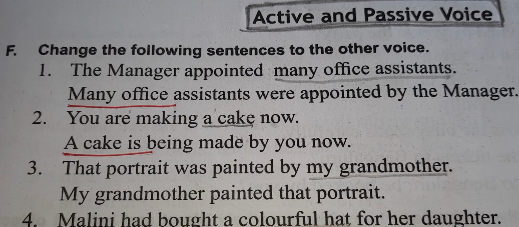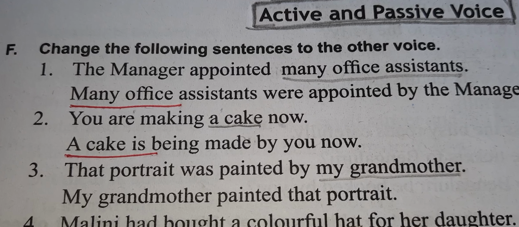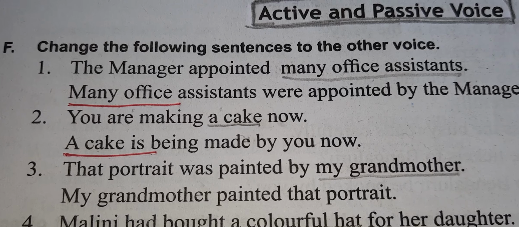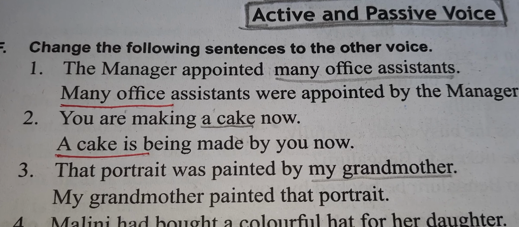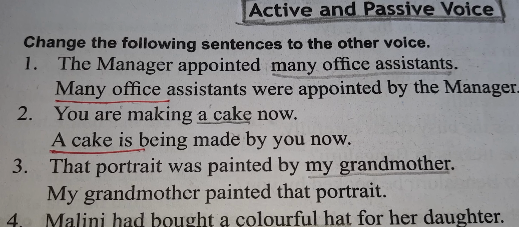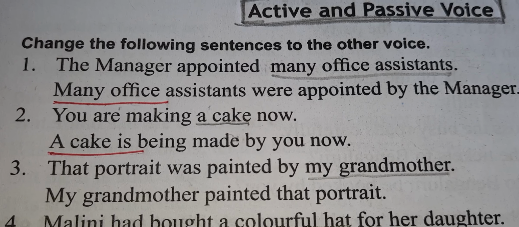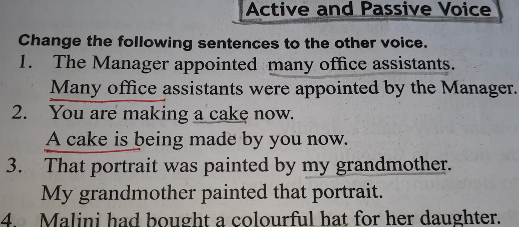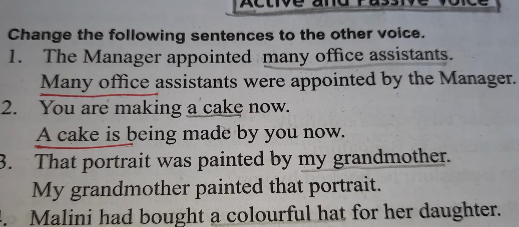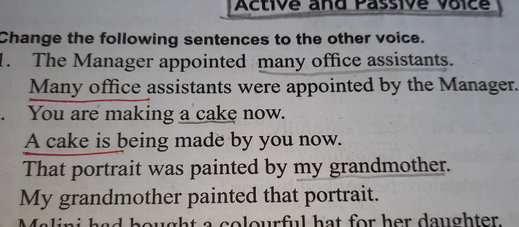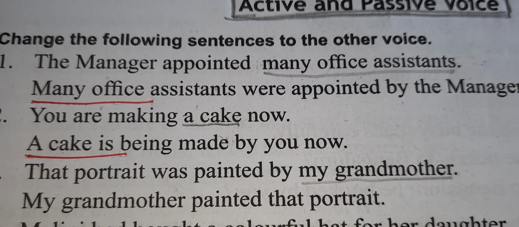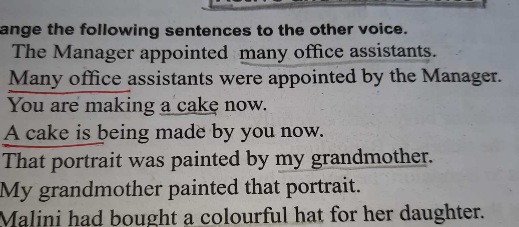Now we can go to the exercise, active voice and passive voice. Change the following sentences to the other voice. The manager appointed many of his assistants. Students, when you are changing active voice to passive voice, subject, object, place will change to object, subject. The formula is be verb plus past participle. My assistants were appointed. Why was 'were' used? Appointed is past tense, so the be verb is 'were': my assistants were appointed by the manager.